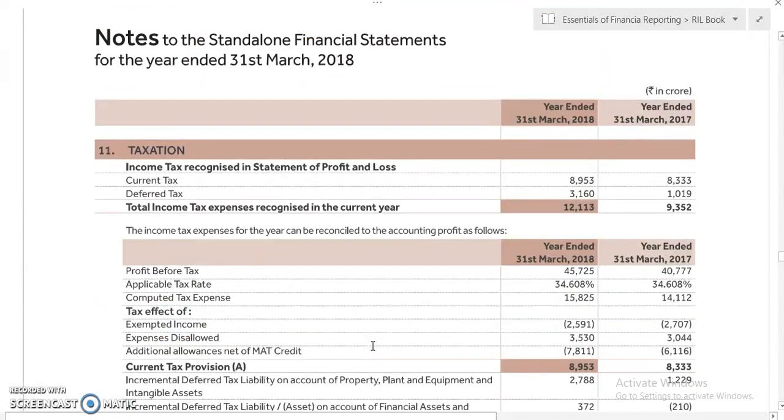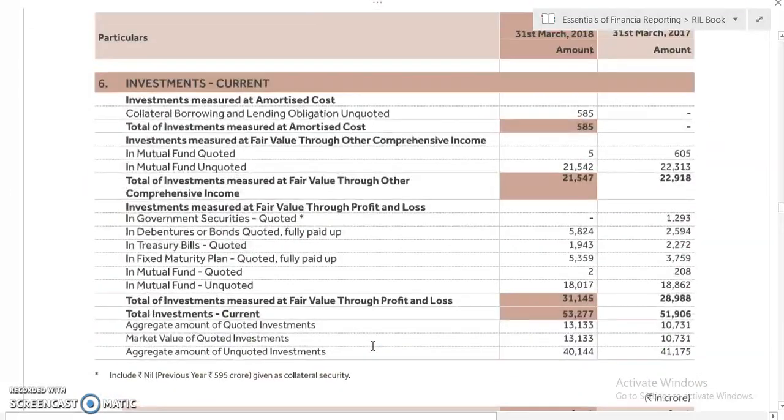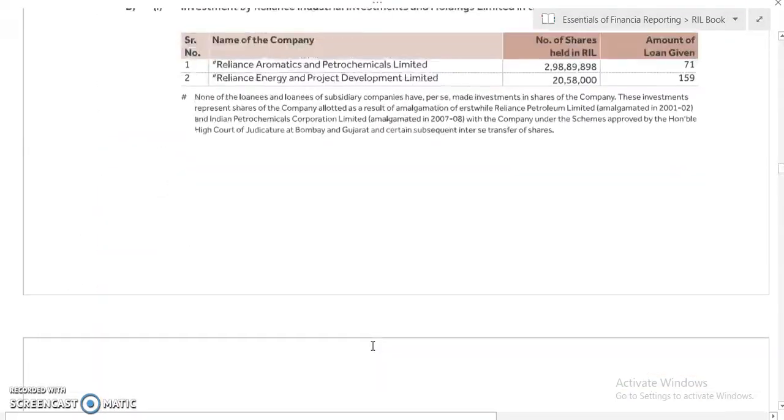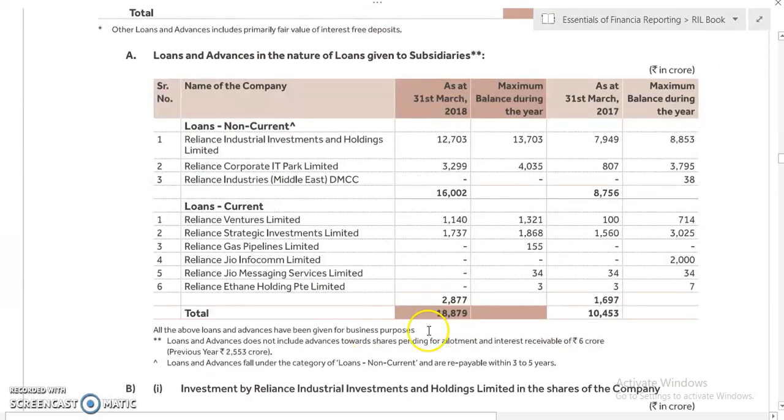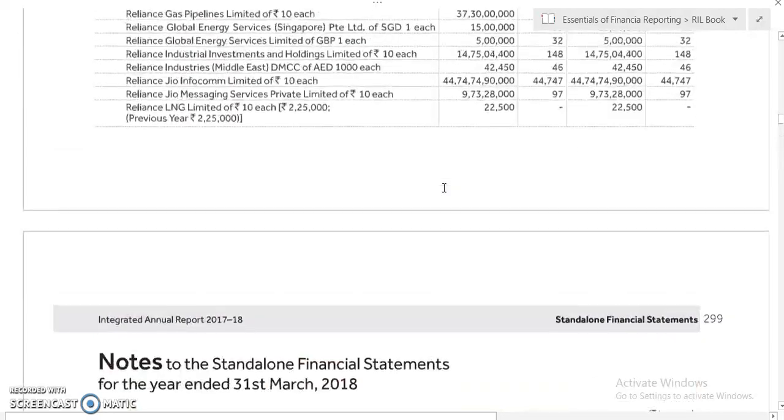$16,000. Sorry, we are moving too fast, my mistake. Here $16,002. So they have given the loan to Reliance Industries Investment and Holdings, Reliance Corporate IT Park. So this is how their loans are given to their own internal parties. This is why we need to go into the details.